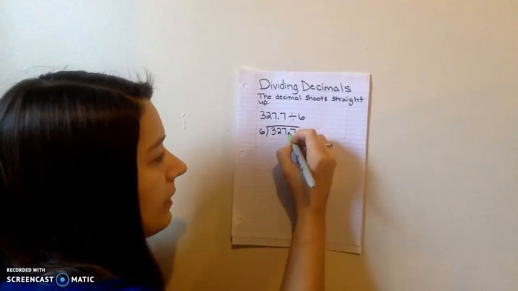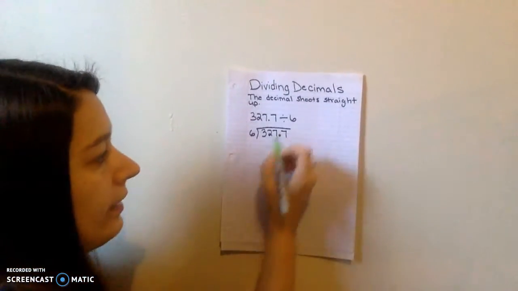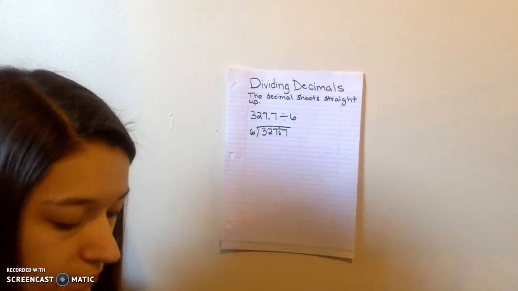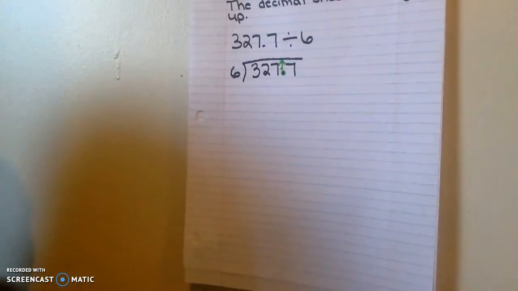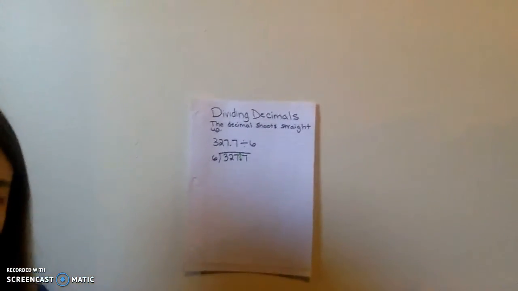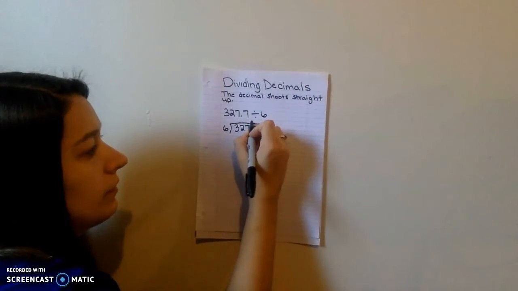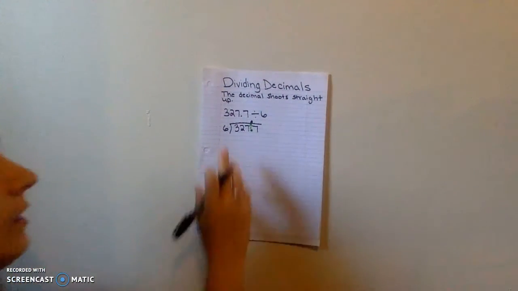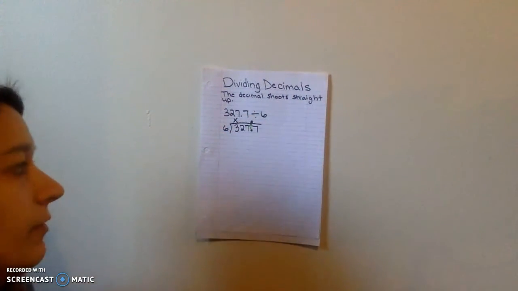We have our decimal here, and it needs to shoot straight up. Bring it in a little closer so you can see what I did. Shoot straight up. And we're just going to rewrite our decimal up here. 6 cannot go into 3, so we're going to put an X right above it.